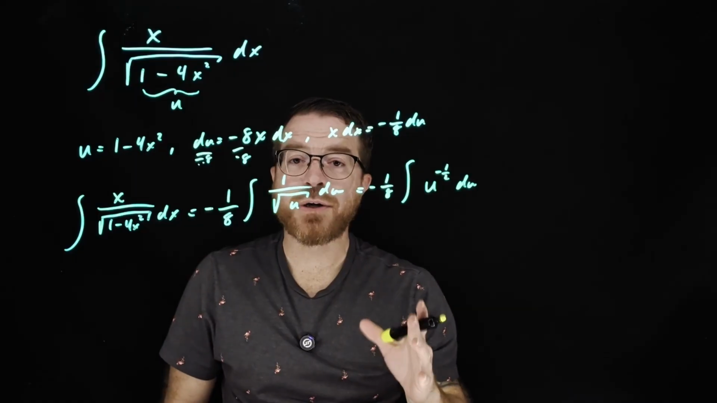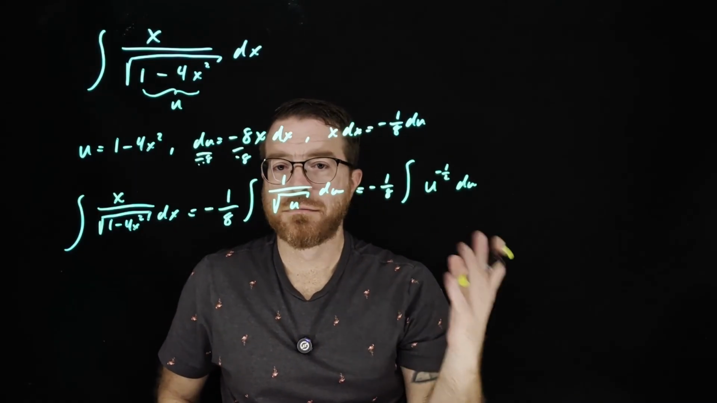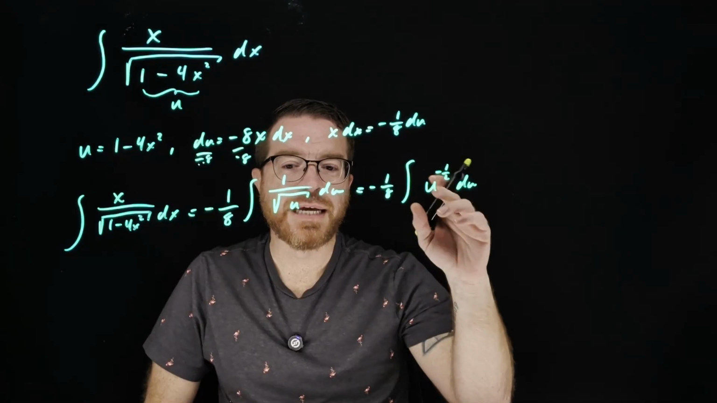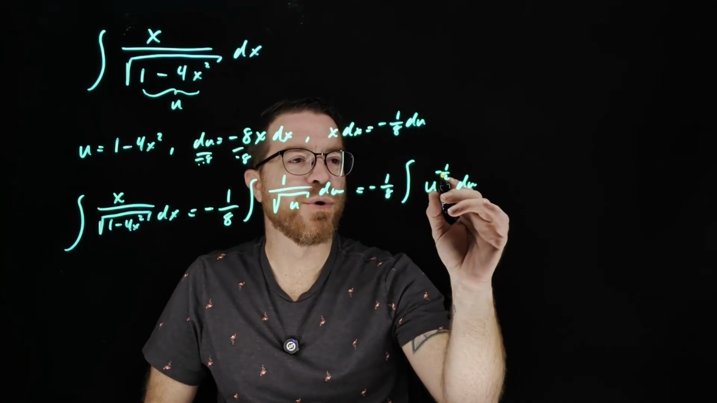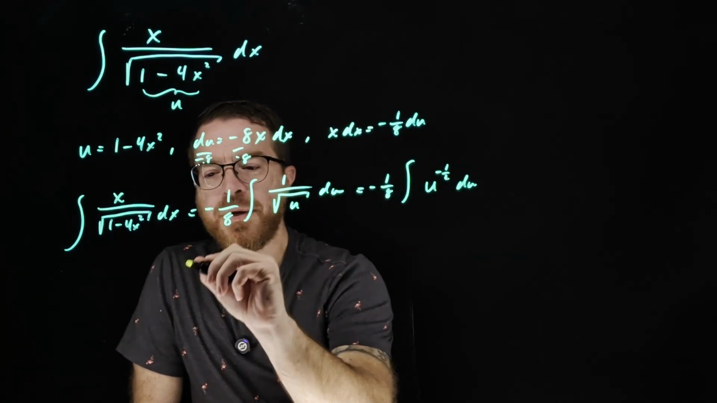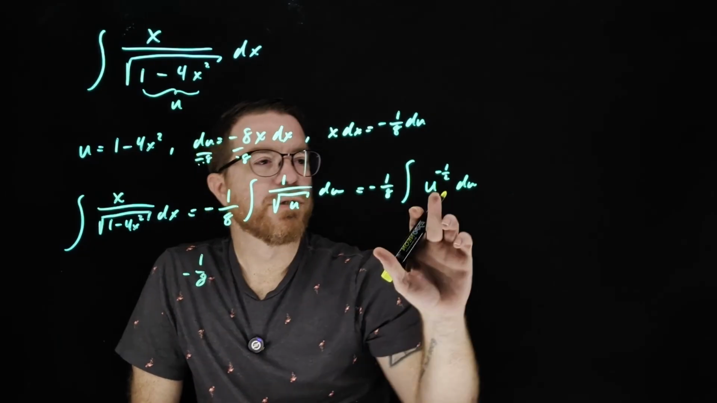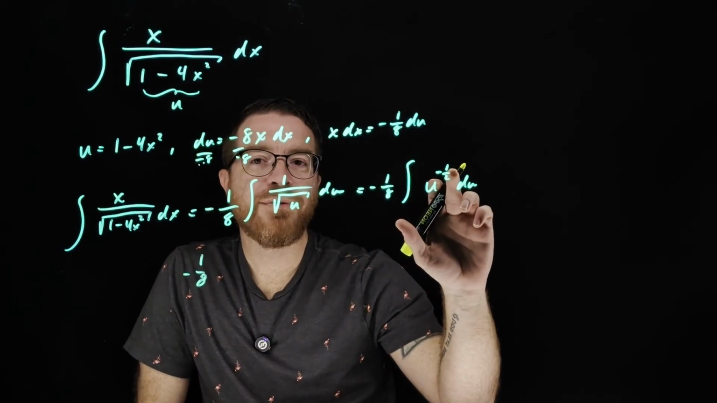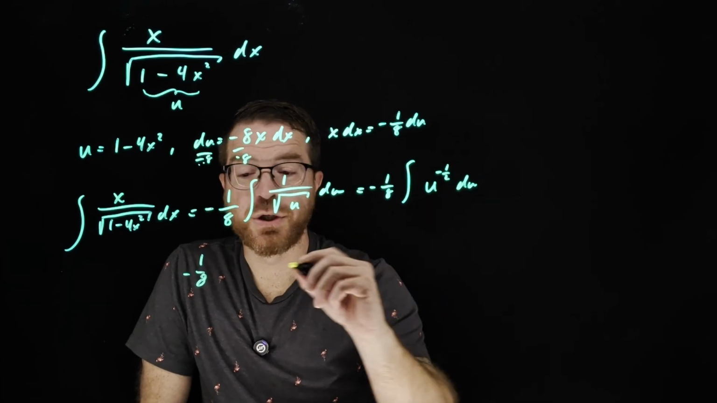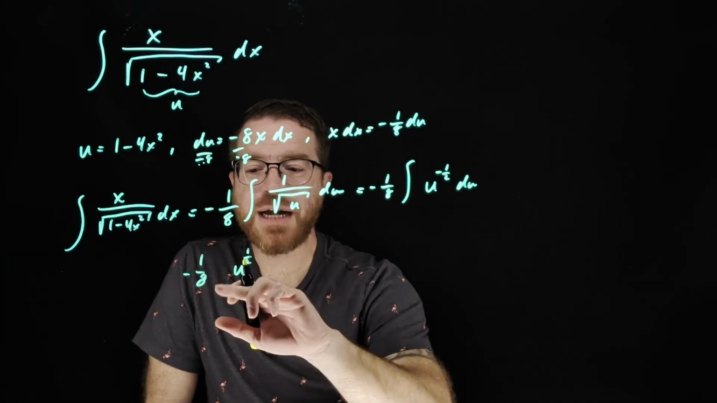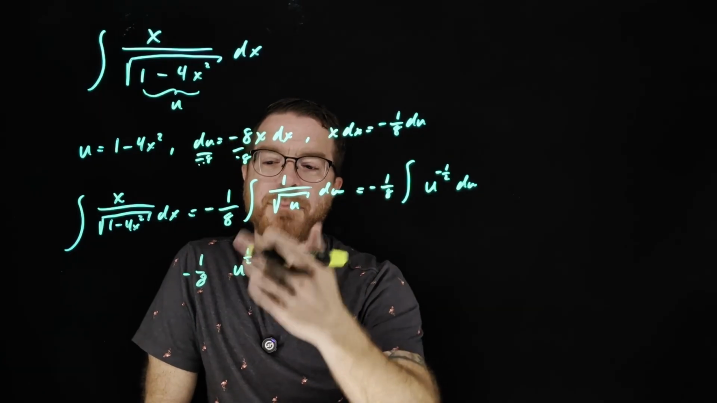And now we can solve this using our antiderivative. So what is the antiderivative of u to the negative 1/2? Well, we're going to add 1 to this power. So this is going to be minus 1/8. So this negative 1/2 becomes plus 1/2, so it becomes u to the 1/2. And then we divide by 1/2, which is the same thing as multiplying by 2.